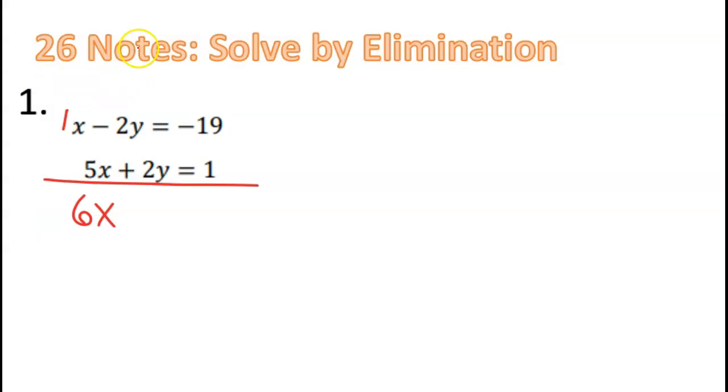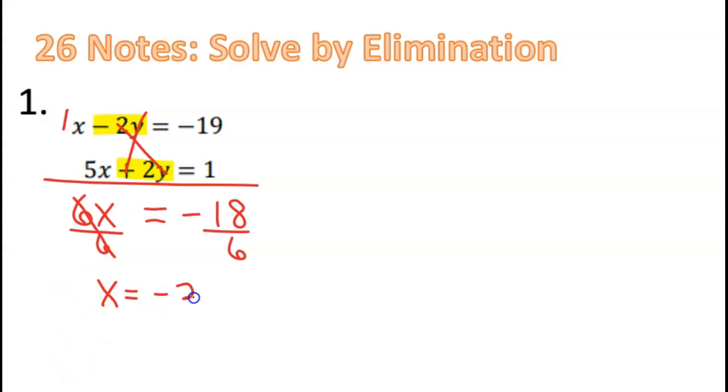But what happens when I add this one and this one together? A positive 2 and a negative 2. Another word for that is say eliminate. This is eliminated, cancels out. And then I add up negative 19 plus 1, and I get negative 18. Can we solve that? Divide both sides by 6, and x equals negative 3.